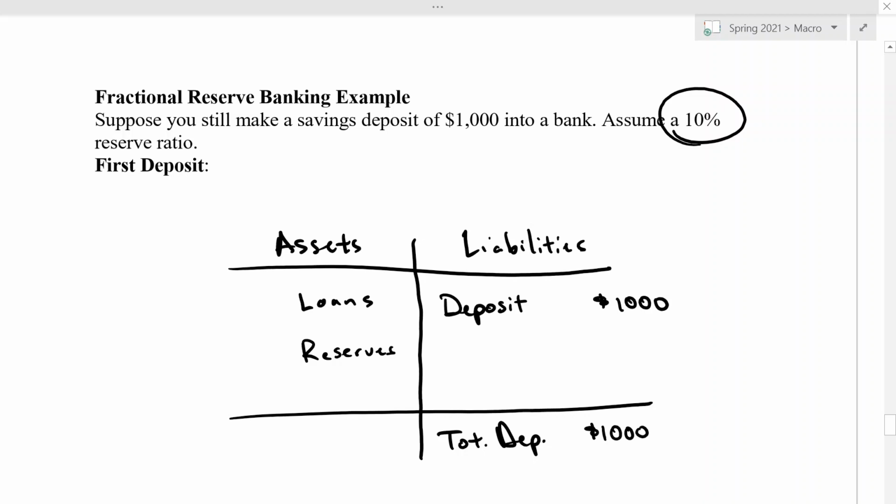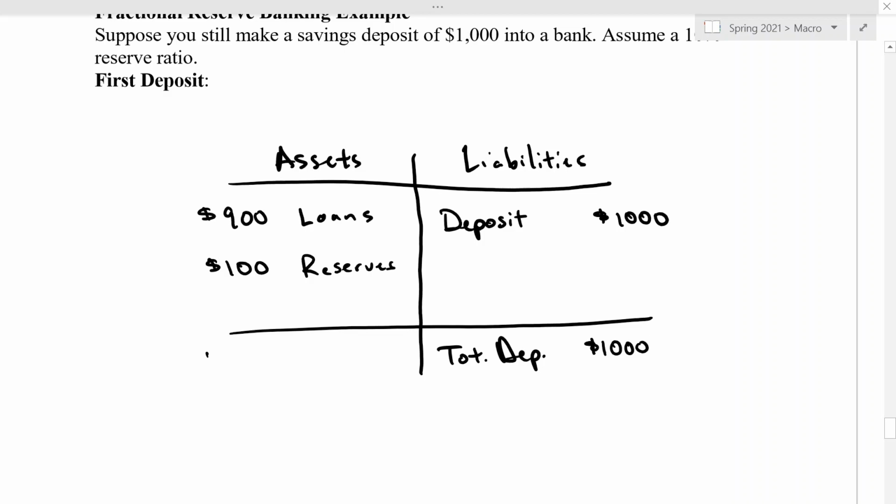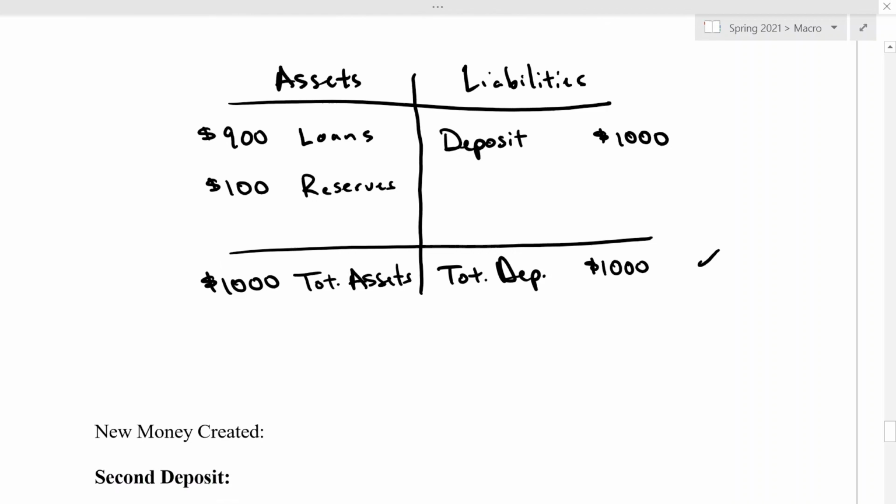So if they have a 10% reserve ratio, they're just going to keep that 10%. 10% of 1,000 is 100. They're going to put in reserves. The rest they're going to lend out, right, to that guy who wants a car. That's going to equal a total of 1,000. Balance sheet balances. And what happens? This is that new money that gets created. Actually here. So the bank, from that first deposit, created $900 of new money.